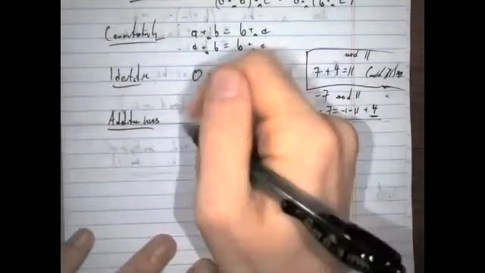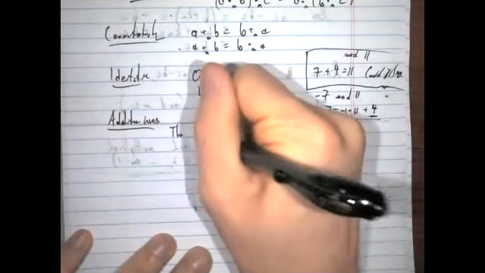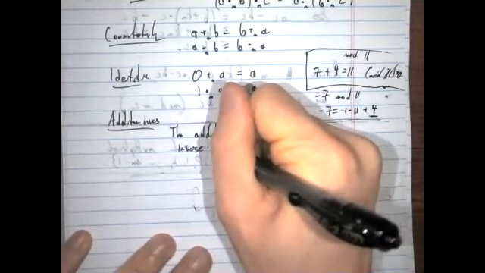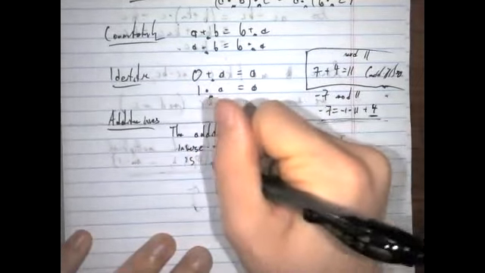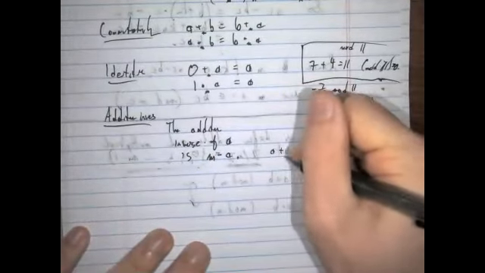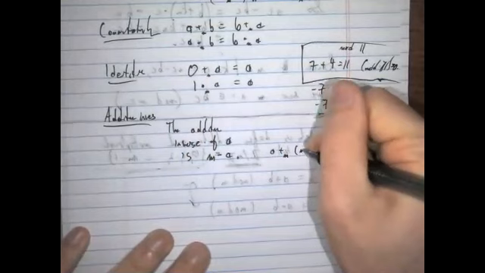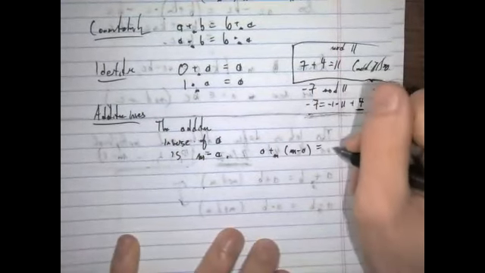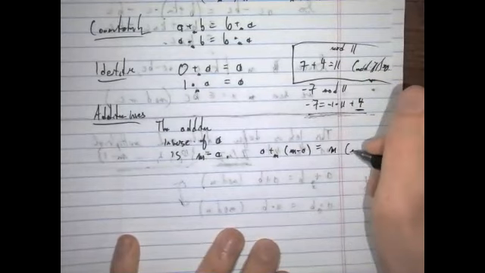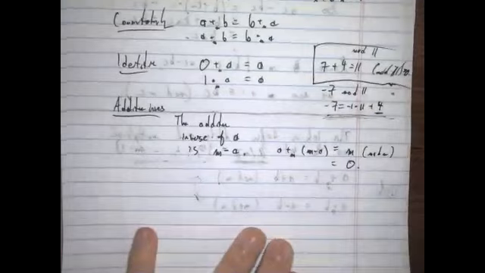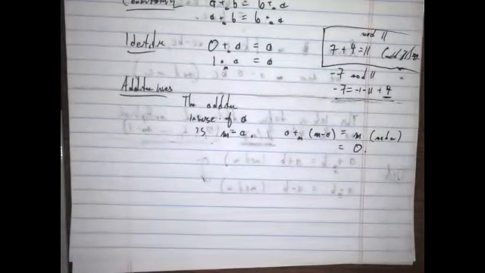So this says the additive inverse of A is m minus A. So A plus m minus A, well, this is equal to m mod m, which is equal to 0. So we have additive inverses. That's quite nice.